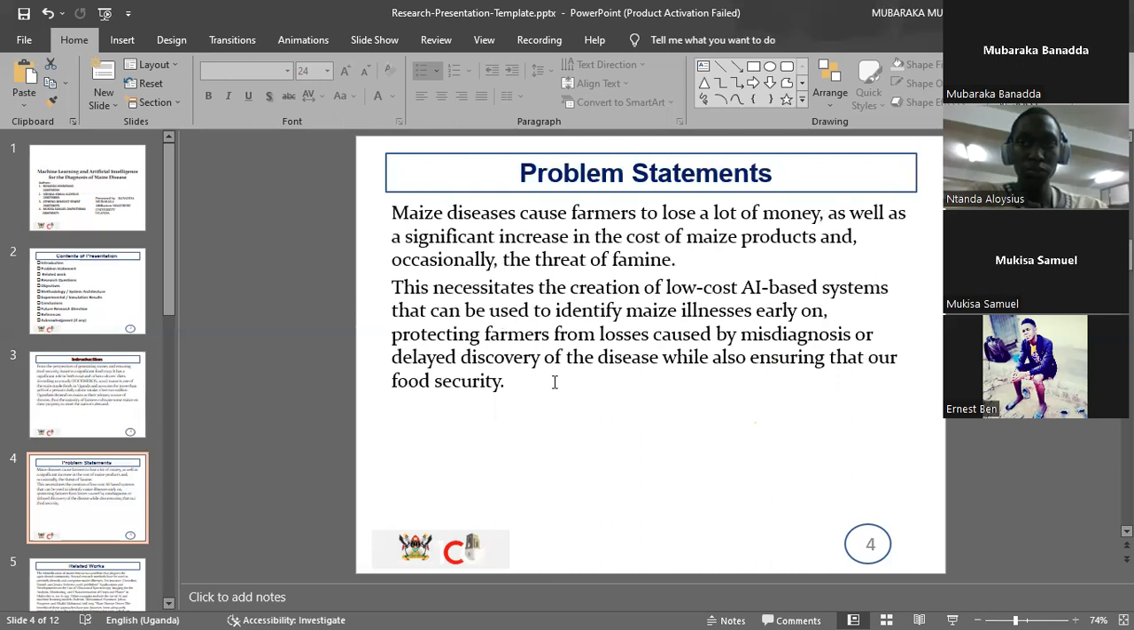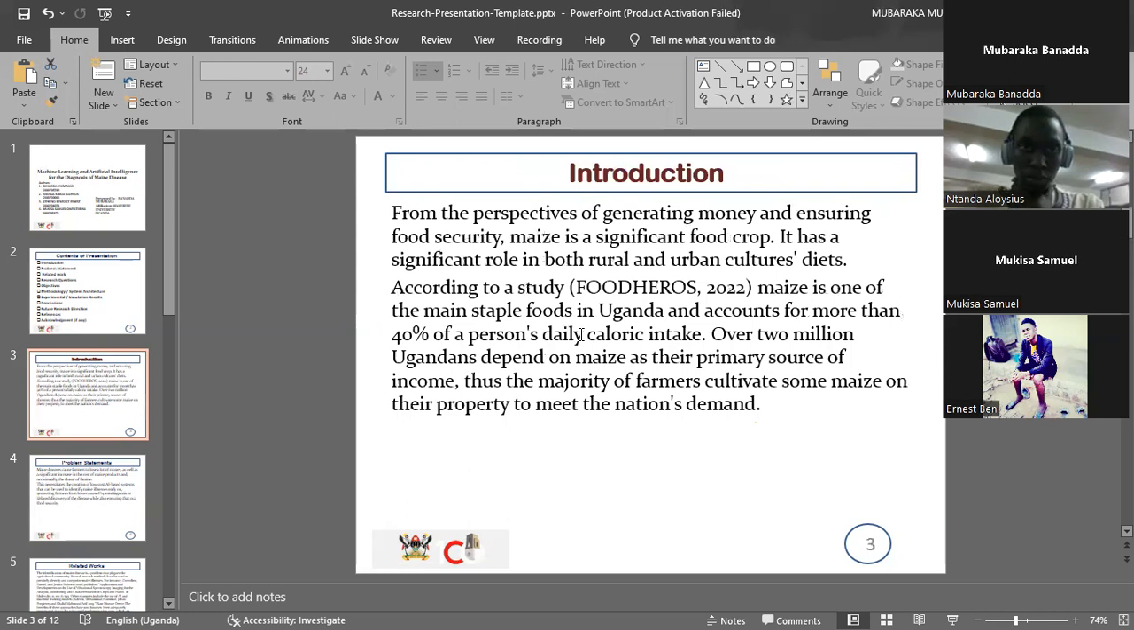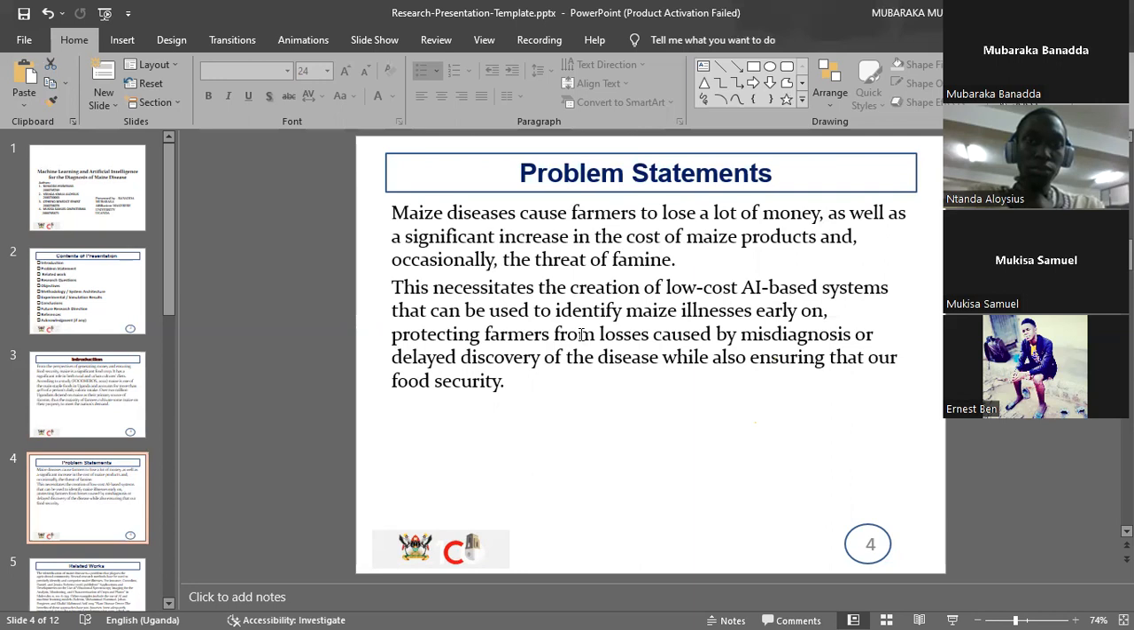So our problem statement is about maize disease. When we look back, we can see that maize has benefited a lot of households in Uganda. So here we are looking at the diseases that actually affect the constant food supplies of these homesteads in Uganda. Maize disease causes not only households, but also farmers, to lose a lot of money, as well as a significant increase in the cost of production. And this has occasionally caused some threat of famine because most people depend on this food. It has been cheaper and can be readily available.